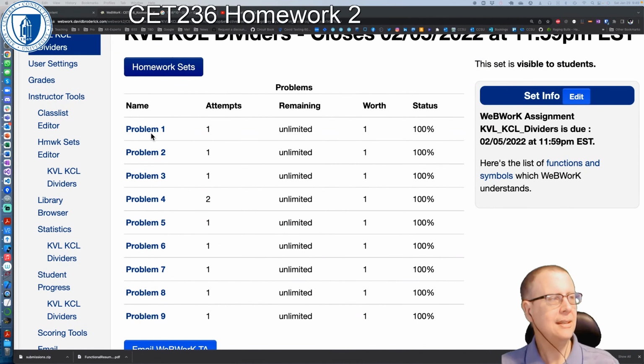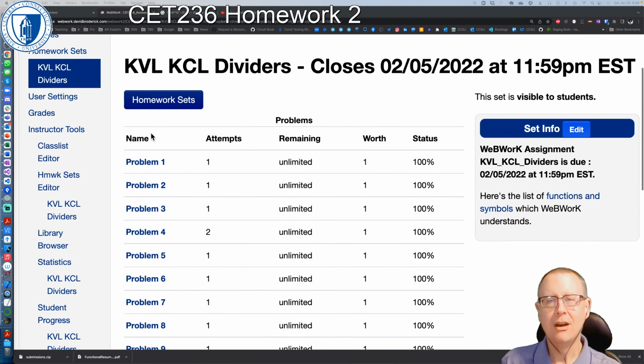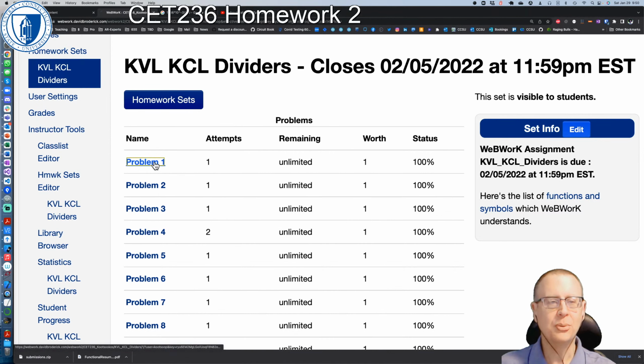Okay, this is CET236 and we're in spring 2022 and I'm looking at homework set 2, which is about Kirchhoff's voltage law, Kirchhoff's current law, voltage dividers and current dividers. Okay, so let's have a look at problem 1.